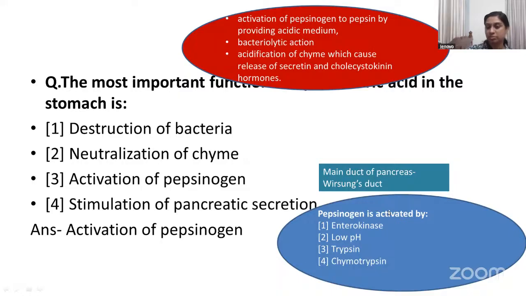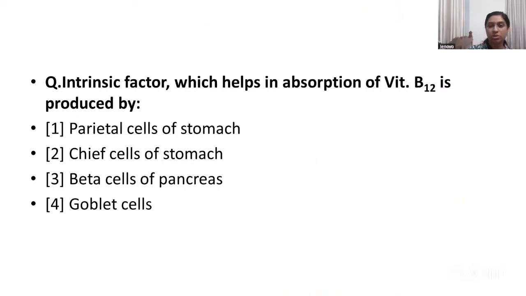This is also the same question in a different manner. Pepsinogen is activated by, here they are asking about the pH. So low pH or the acidic pH is the answer here. Now coming to the next question. Intrinsic factor which helps in the absorption of vitamin B12 is produced by. The options are parietal cells of stomach, chief cells of stomach, beta cells of pancreas, goblet cells. So what's the answer here?